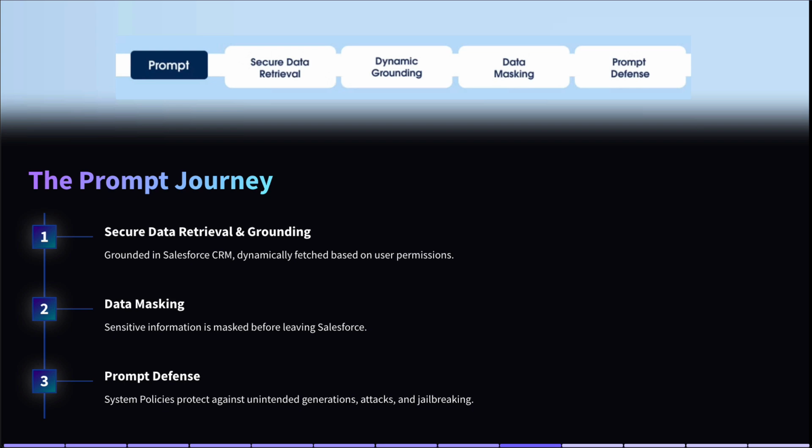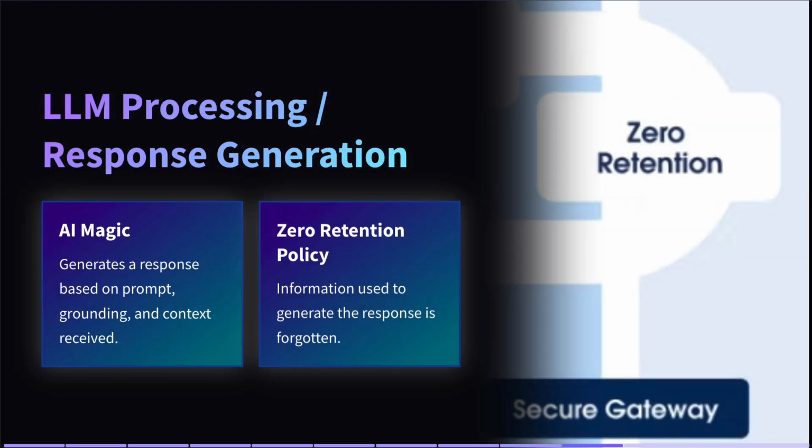and then the prompt is sent to the LLM, and this is where the processing happens and where the response generation begins. So this is where the magic of AI kicks in, and it generates a response based on the prompt, the grounding, and the context that it receives. Now, the information that's used to generate the response is forgotten as part of the zero retention policy.